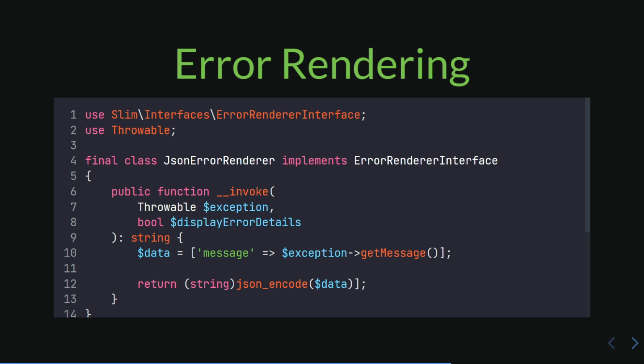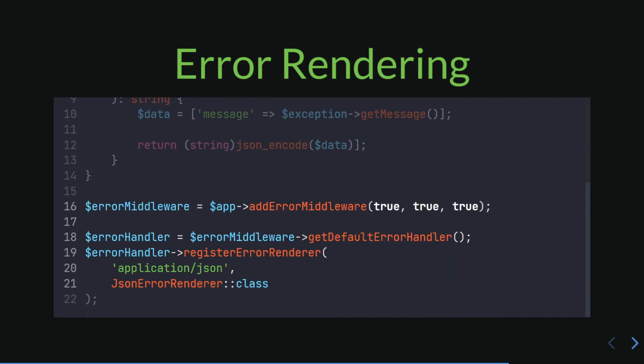Another important best practice is to always display a user-friendly error message to your users. This will help them understand what's going wrong and what they can do to fix the problem. In Slim framework, you can also change how to render a response depending on the content type. To add your own error renderer, you first need to create a new class that implements the ErrorRendererInterface. To register that error renderer, you can use the registerErrorRenderer method of the error middleware object. In this example, we will register the renderer that will be used for the content type application/json.